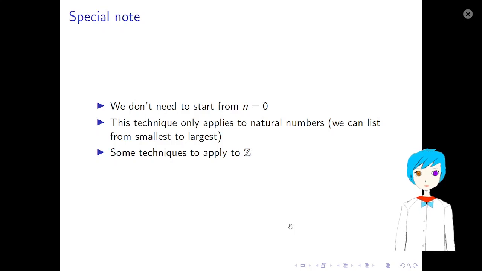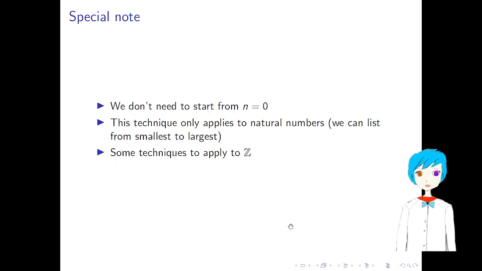So here are some special notes. Actually, we don't need to start from n equals 0. We can start from c, as we just explained. c can be positive, 0, or negative. So this technique applies not necessarily to natural numbers, but it must be a set where we can list from smallest to largest.